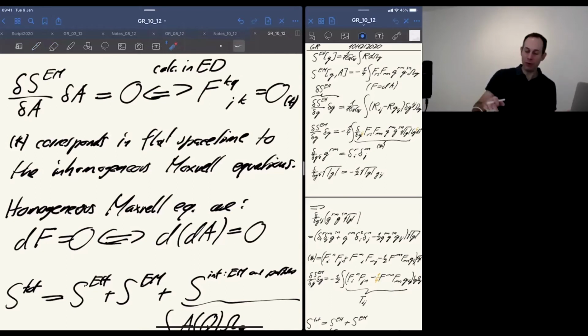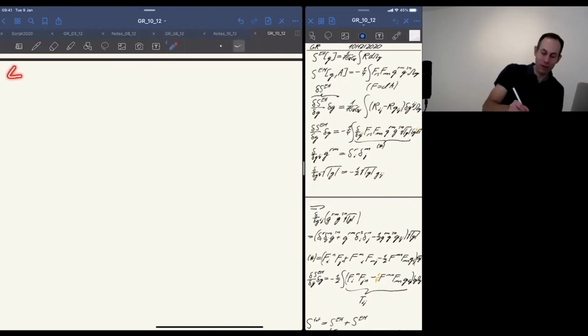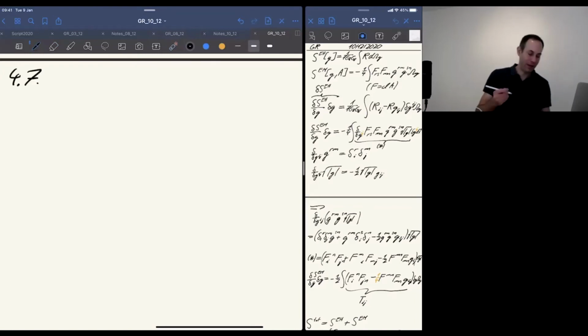Okay, let me now move to a completely different topic. We now move back to the Einstein equations now that we understand where they come from. So you should now have an understanding that the Einstein equations don't just come out of the blue. They are based on a deeper principle, an action principle. But now we need to solve them.